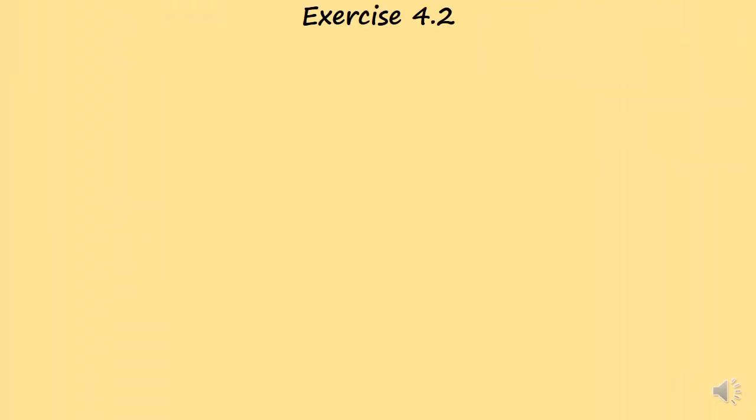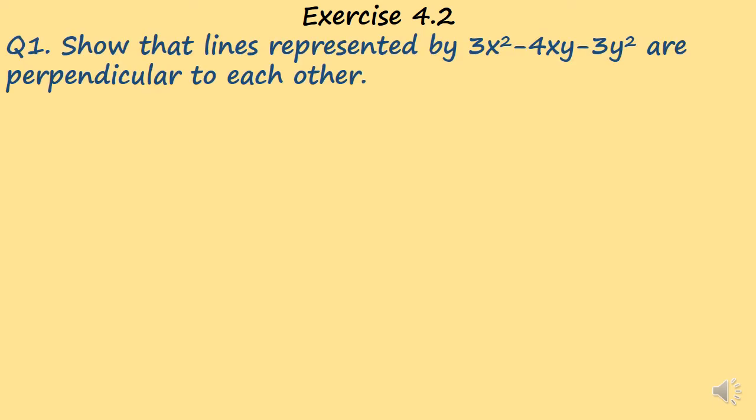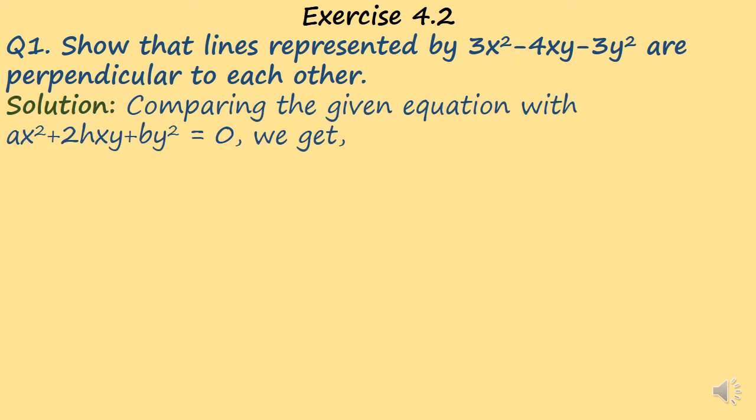Now that we are thorough with the theory, we can see what sort of sums are coming in the exercise that is there. So we start with exercise 4.2. The question is, show that the lines represented by 3x square minus 4xy minus 3y square are perpendicular to each other. Now what is the condition for perpendicular lines? Yes, it is a plus b is equal to 0. So comparing the given equation with the general equation ax square plus 2hxy plus by square is equal to 0, we get a as 3, 2h as minus 4, and therefore h is minus 2 and b is minus 3.